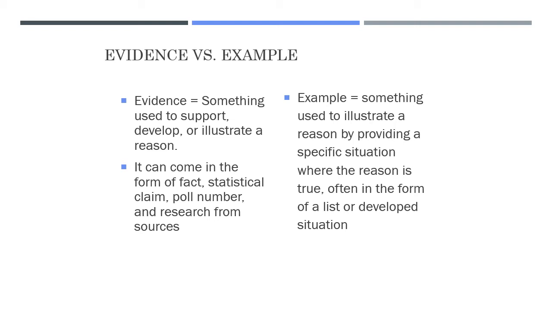If, on the other hand, I then go on to quote specific people who took the drug and how it affected them, that's an example. That's something used to illustrate a reason by providing a specific situation. So again, evidence is something concrete, often numerical, but not necessarily. Think of studies, think of polls, and example is a specific instance of that.